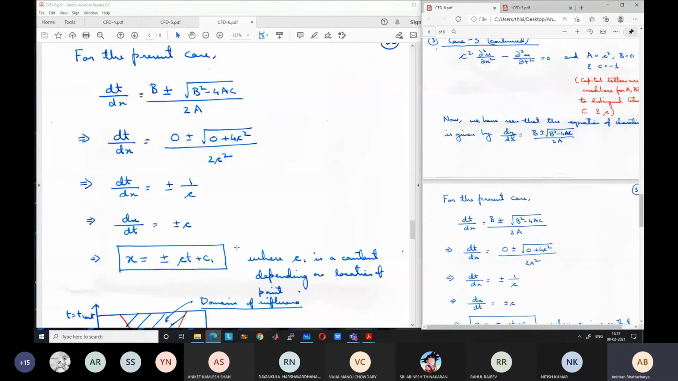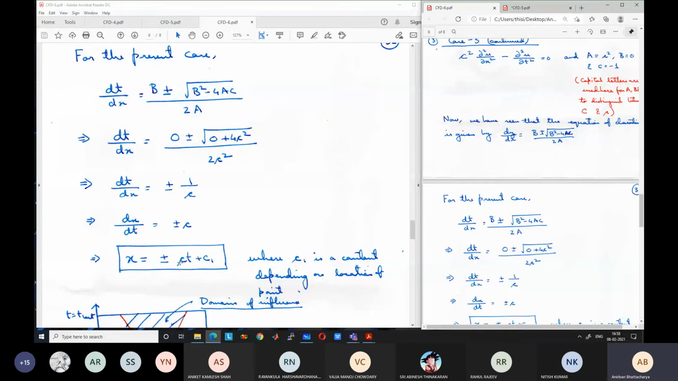Meaning of this will be clear in a minute. What do we mean by location of the point? But what is this equation? This is an equation of a line, right? So which gives a line with respect to x and t, and slope of this line is c.